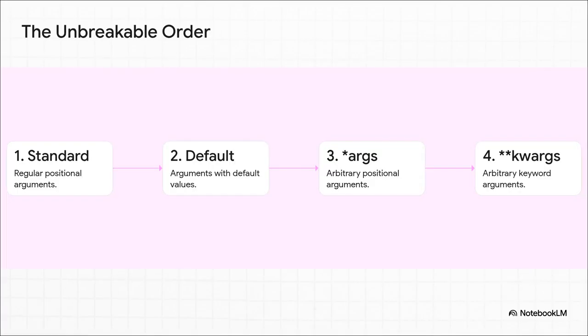Now, all this power comes with one single, unbreakable rule: the order. You have to define your parameters in this specific sequence. You start with your standard arguments, then any that have default values, then args, and dead last, always at the end, is double star kwargs. This order is non-negotiable. Python's interpreter relies on it.